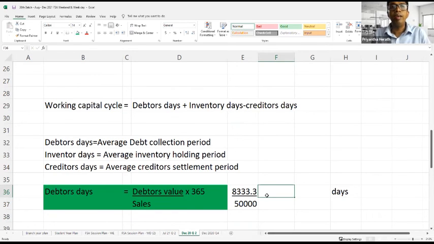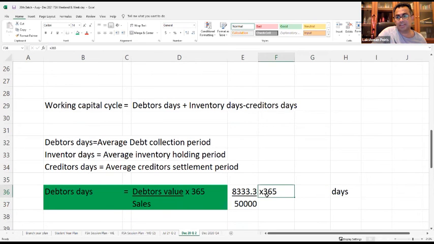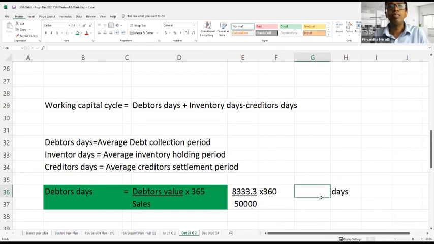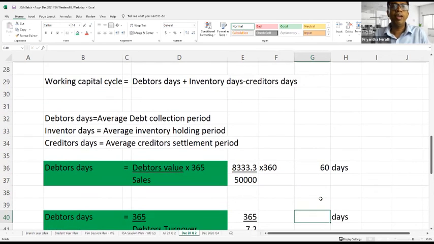Debtors days. It has to be 360, no? Yeah, 360. In the question they say 360, right? So how many days? Divided by 360. 60 days. Yes, 60 days. So let's calculate debtors days.